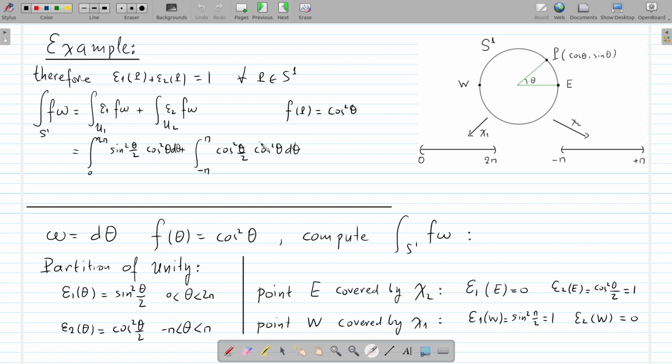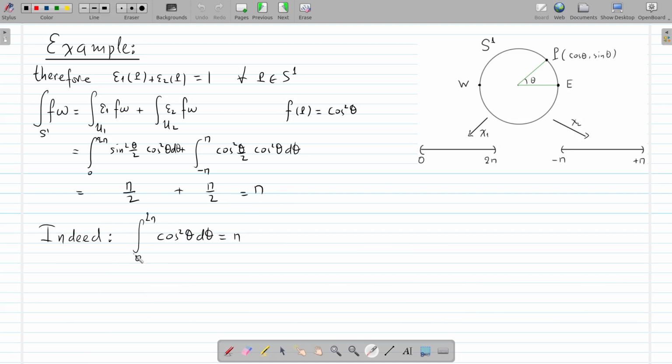Now the other integral here uses epsilon2 from the partition of unity, which is cosine squared theta over 2, times the function cosine squared theta. And now when the integral is computed in R1, theta ranges from minus pi to pi. And these integrals you know very well how to perform. Each one is equal to pi over 2, so the final result is equal to pi. And you can see that the same is true if you compute the integral of cosine squared theta d theta from 0 to 2 pi as you do in ordinary calculus.